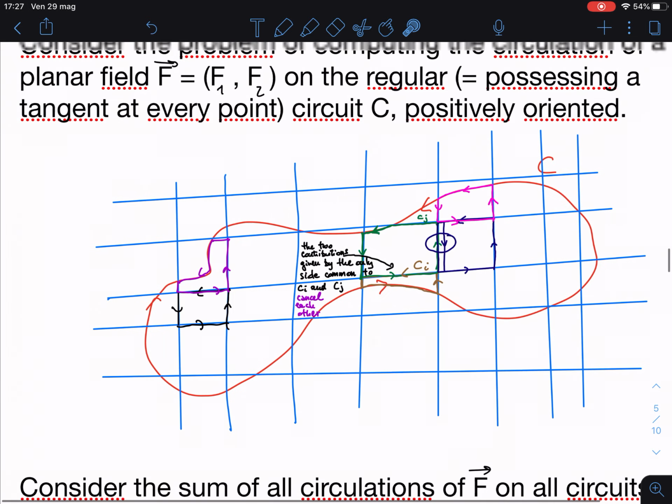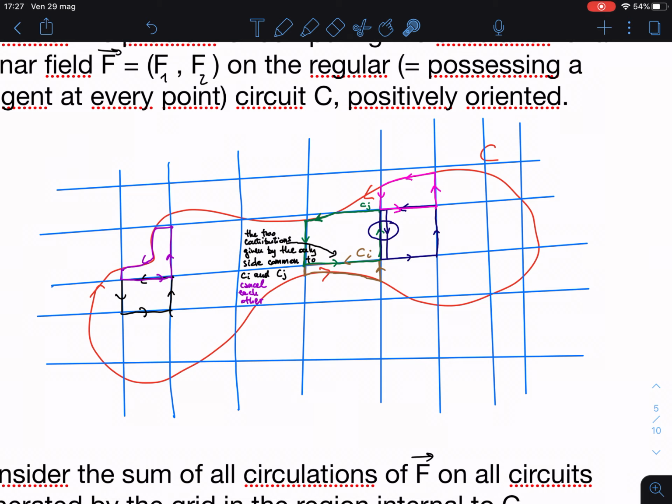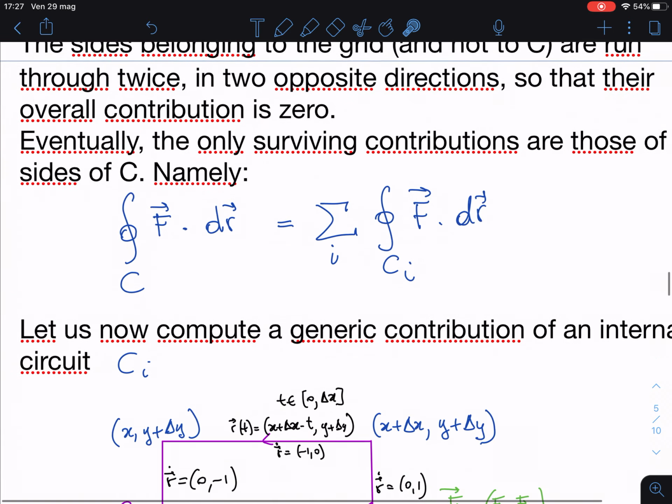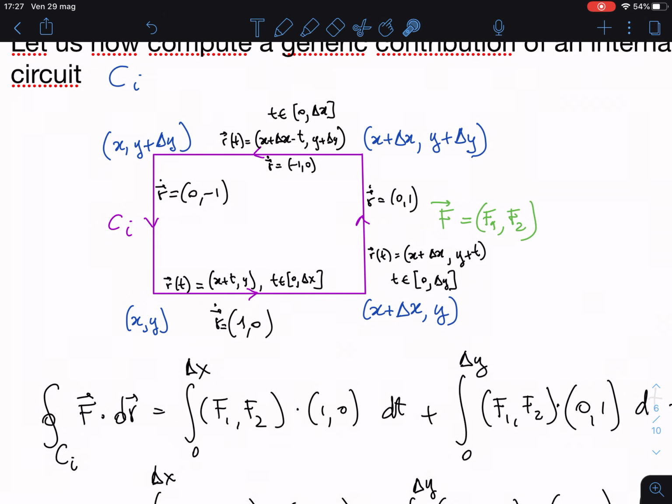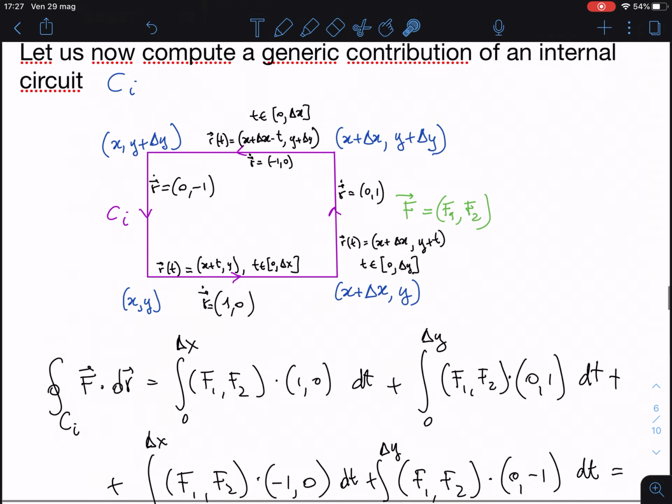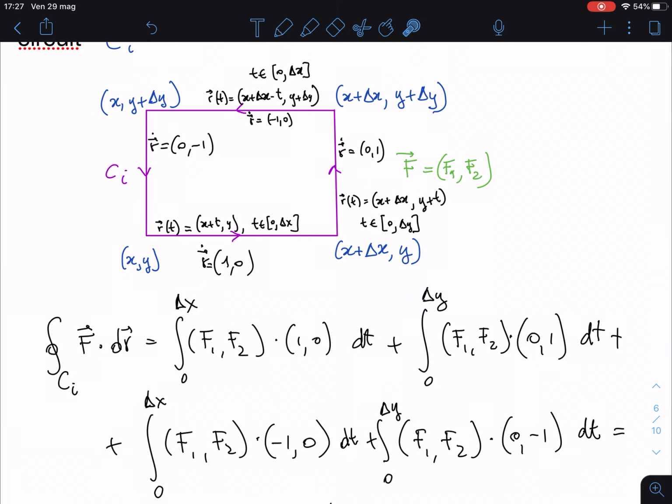And remember that the square or the rectangle in which we are computing the circulation has to be understood as one of the internal rectangles of this grid, but not the whole grid, the part of the grid which is bounded by the curve C on which we integrate. Okay? So, here we are, and then we start with the computation. Nothing but a long and boring computation.